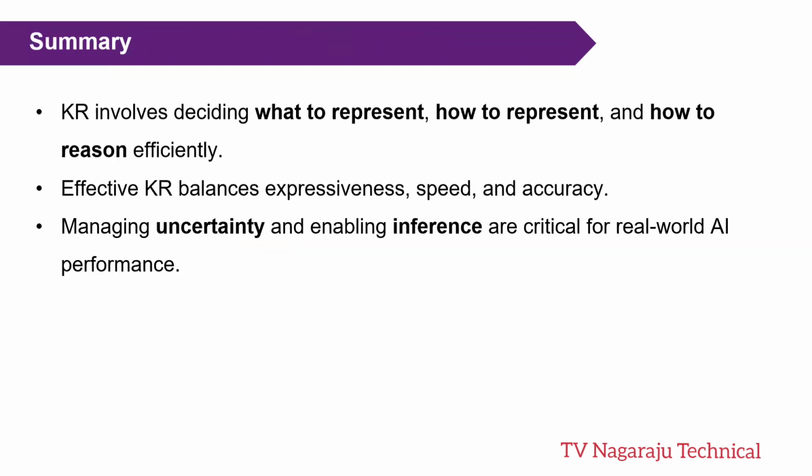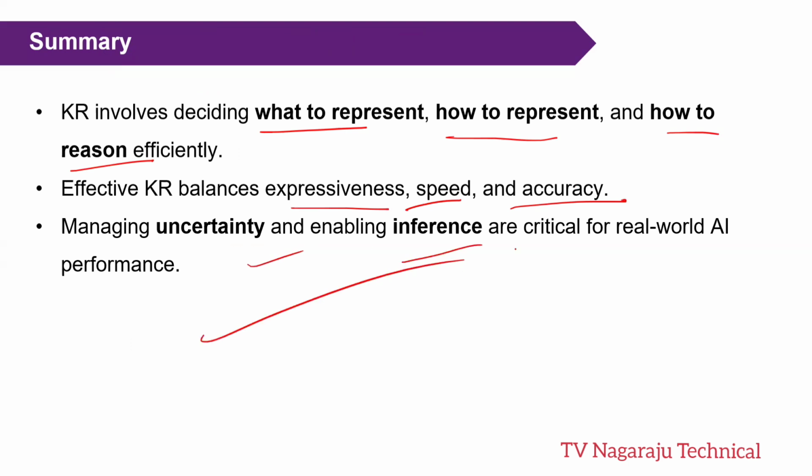These are the issues that are faced by knowledge representation. What is the simple thing? From the raw data, what to represent, how to represent, and how to reason. And at the same time, you need to maintain expressiveness, speed, accuracy, uncertainty handling, and inference. These are the issues of knowledge representation.